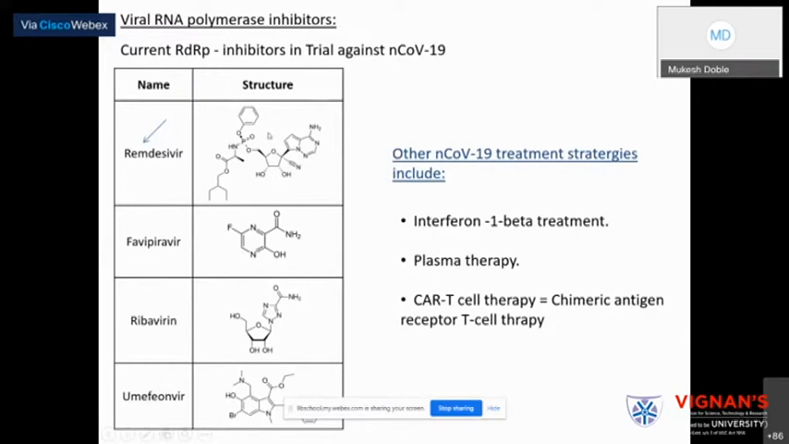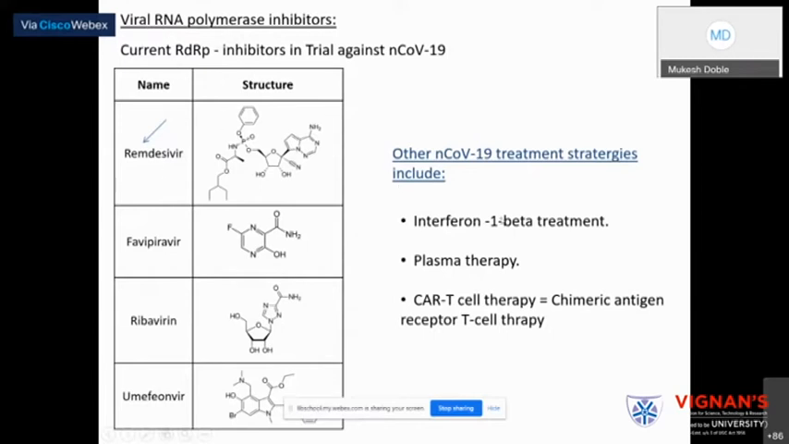There are antiviral drugs which inhibit the viral RNA polymerase, which is involved in replication. Remdesivir is one candidate. You must have been hearing quite a lot about this in the past couple of months. I think some countries have started using this as a therapy as well. So there are different types of known antiviral drugs that are inhibitors of RNA polymerase.